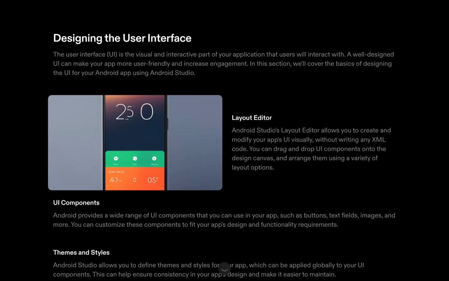Now, creating a new project. To create a new project in Android Studio, follow these steps. Open Android Studio and select Start a new Android Studio project. Choose a project template and configure your project settings. Select your device and API level. Click Finish to create your project.